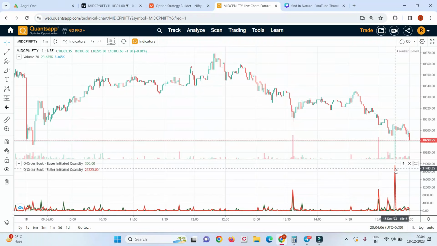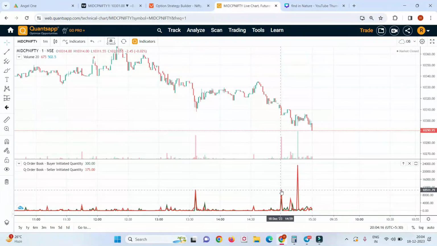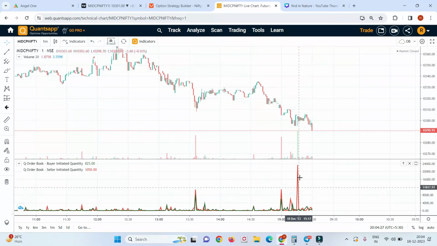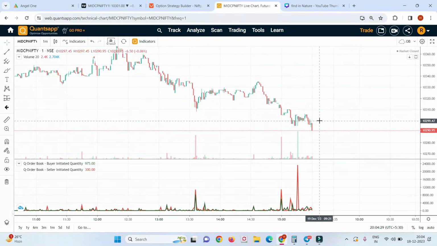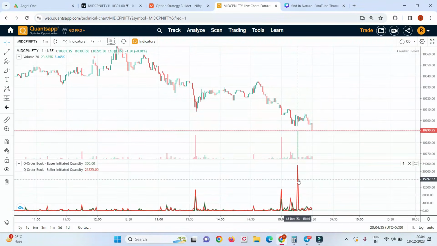23,325 orders got executed by whom? Sellers. And check, the buyers were executing only 300. That clearly shows the market has fallen down. Even here, exactly at 14:59, you see a huge red color where the seller orders got initiated, and then the market fell. I would say not fell like anything, but at least if you had done some sort of expiry trade, this is how you could have got the profit.